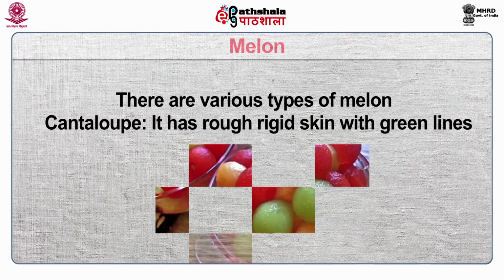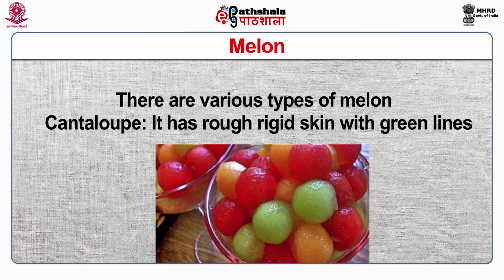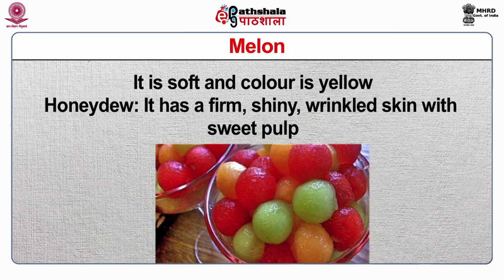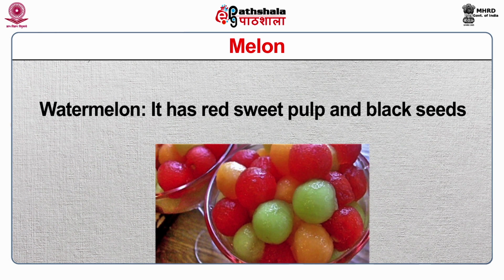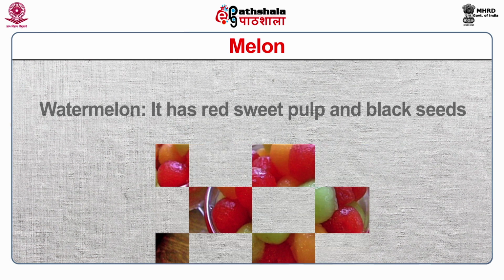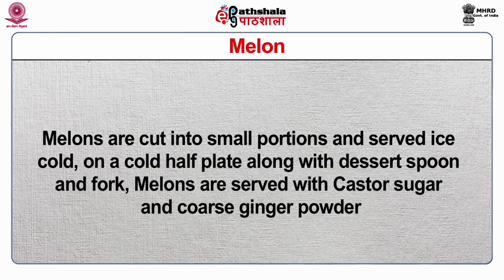Melon. There are various types of melons. Cantaloupe has rough, rigid skin with green lines. It is soft and the color is yellow. Honeydew has a firm, shiny, wrinkled skin with sweet pulp. Watermelon has red sweet pulp and black seeds. Melons are cut into small portions and served ice cold on a cold half plate along with a dessert spoon and fork. Melons are served with castor sugar and coarse ginger powder.